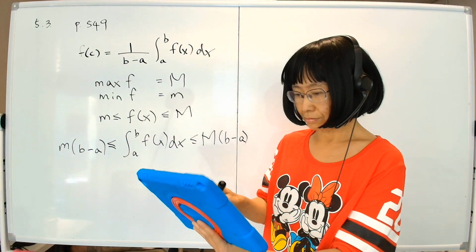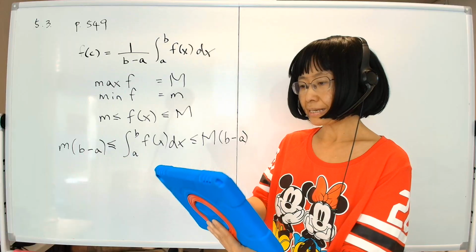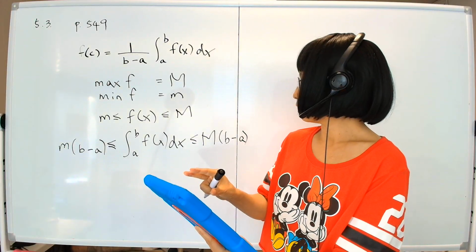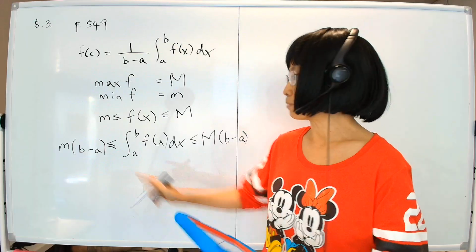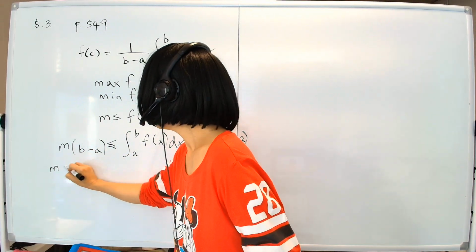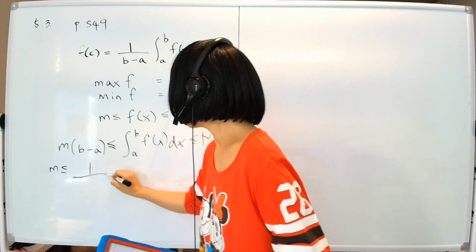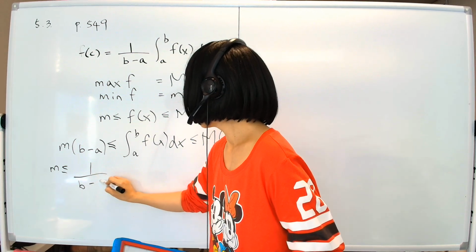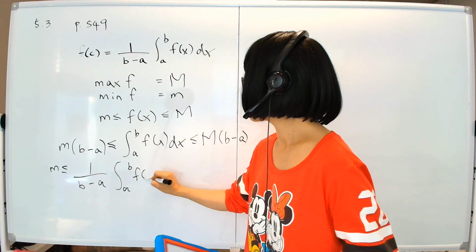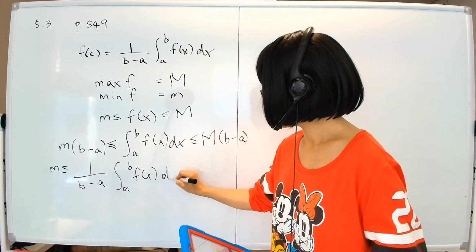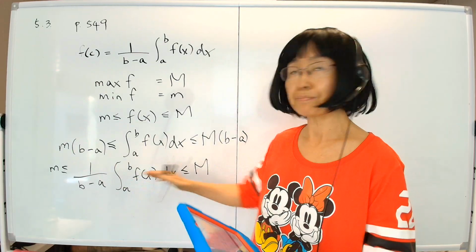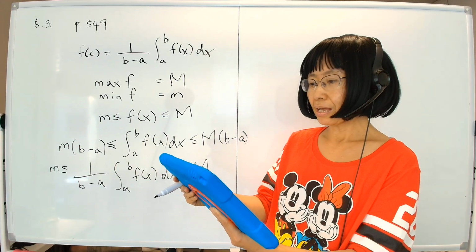Next page. We'll divide by b minus a across the board. So then we get m less than or equal to one over b minus a times the integral from a to b of f of x dx, and then less than or equal to big M. See, I divided by b minus a across the board.